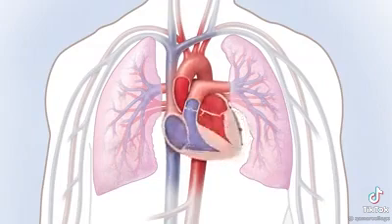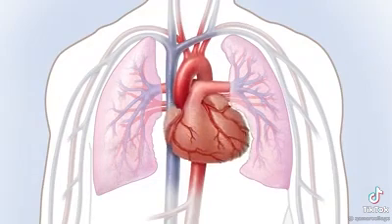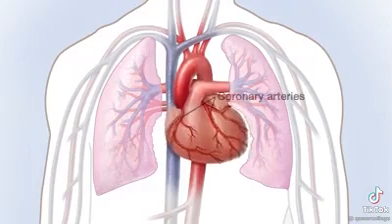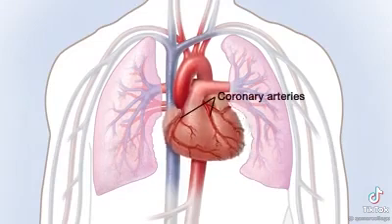Your heart is nourished by blood too. Oxygen-rich blood is delivered by coronary arteries that extend over the surface of your heart.